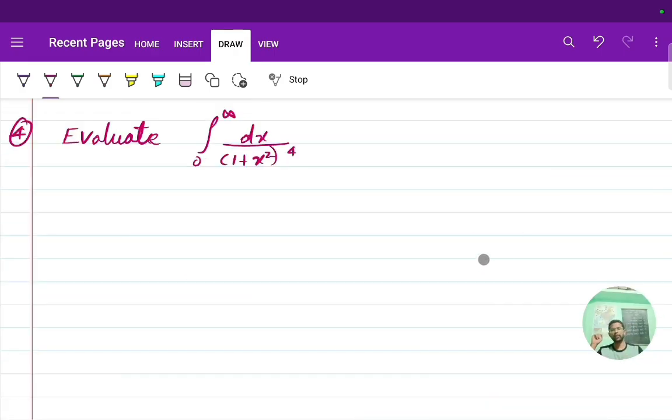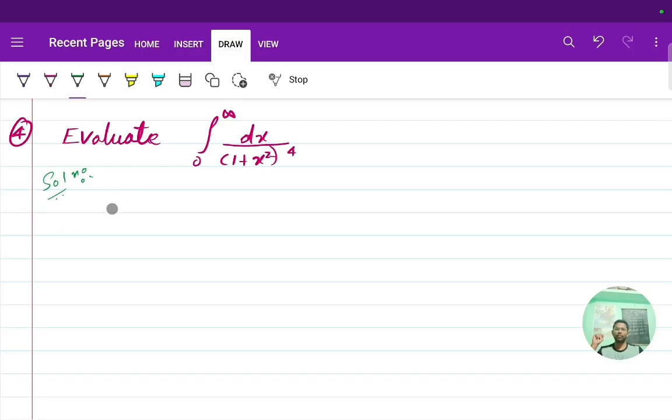Then the next problem is the fourth problem. Evaluate the integration over 0 to infinity of dx divided by (1 plus x square) whole power 4. Okay, this is the fourth problem. Let us solve this. Solution.